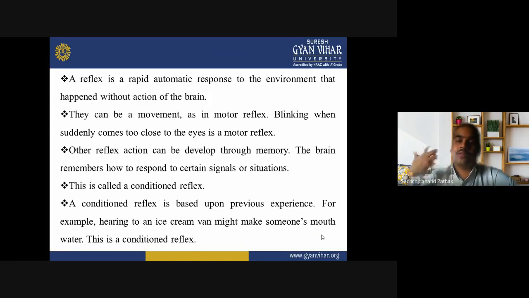That means you learn things in your behavior. That means you know how to respond to a certain type of signal, a certain type of stimulation, or a certain type of situation. So these are called conditional reflexes. A conditional reflex is based upon previous experience. For example, hearing about an ice cream might make someone's mouth water. This is a conditional reflex.